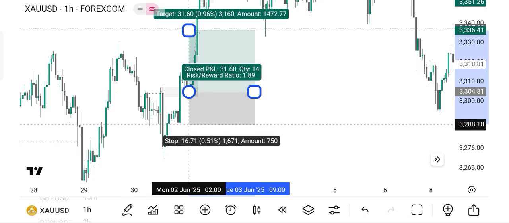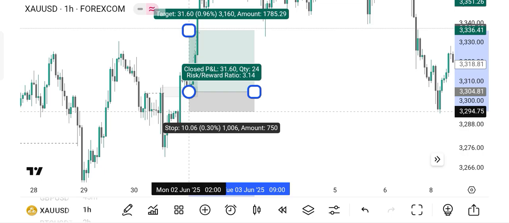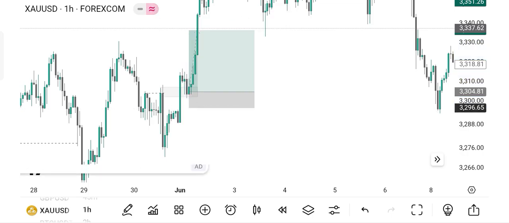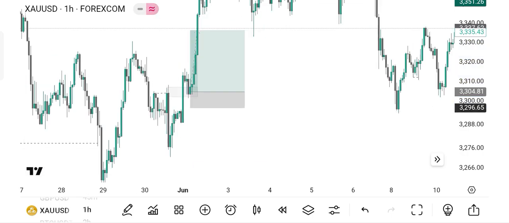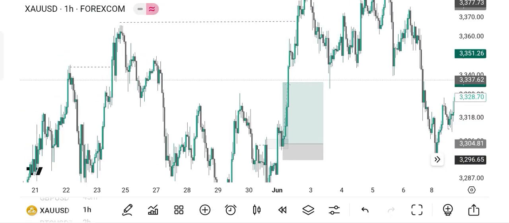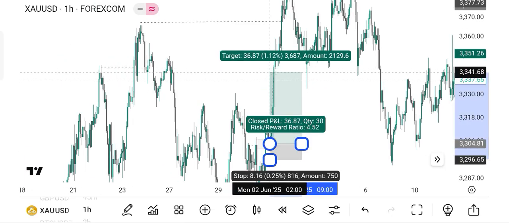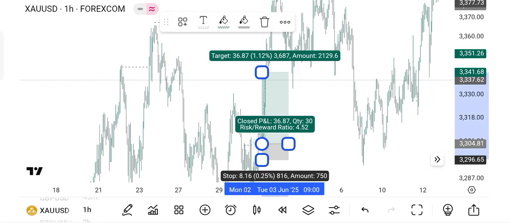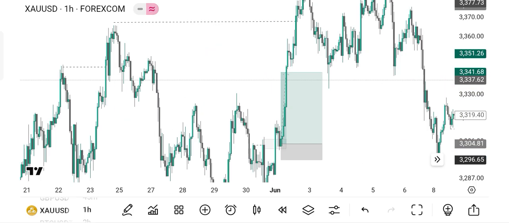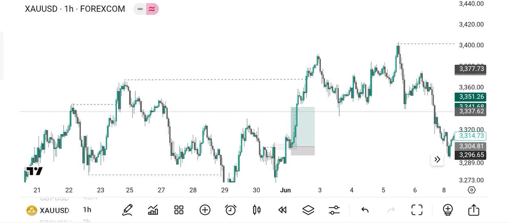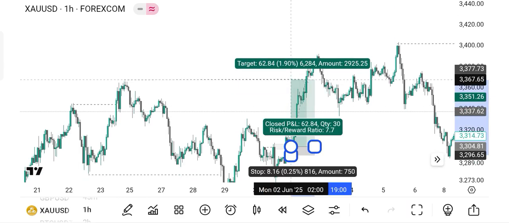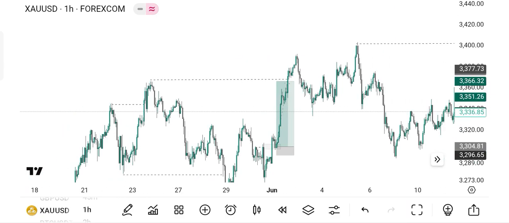So I would like to get into somewhere here. Then my SL somewhere here, then target to the nearest demand, which is here. So this is roughly 4 hours. So that's the first buy I took. But you can see how price came in and just took out this lower previous high.